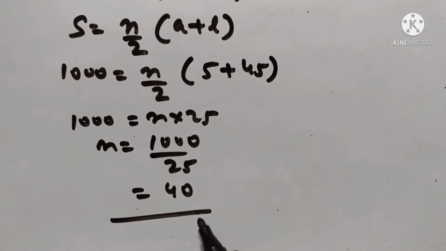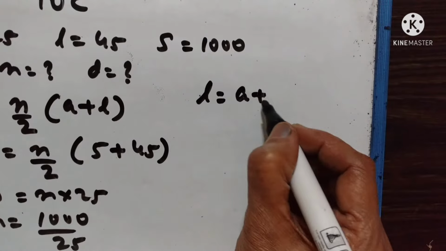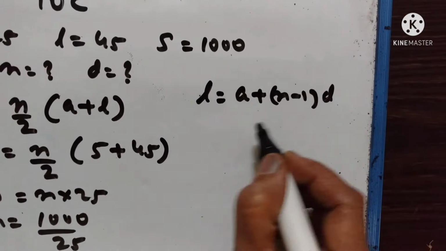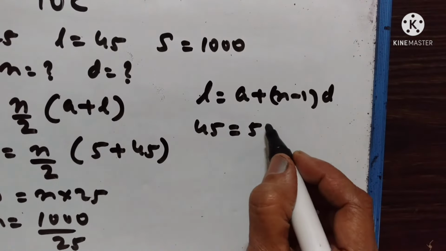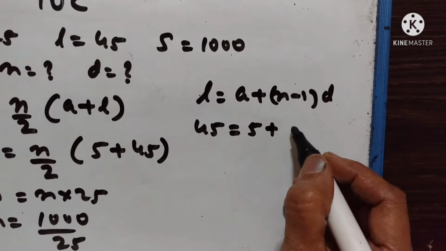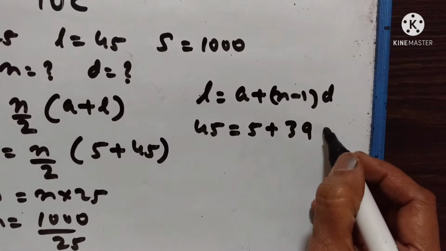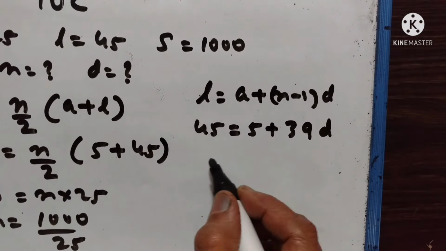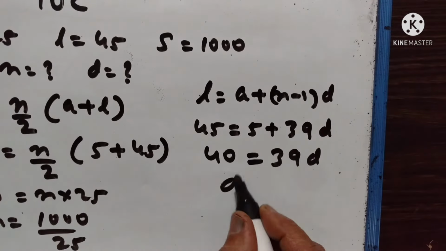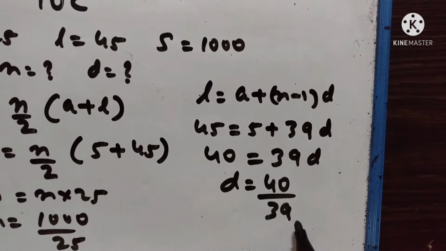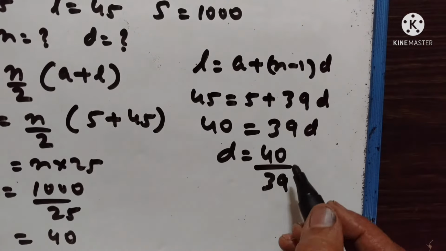Now we have to find the difference. L is equal to A plus (N minus 1) D. L is 45, A is equal to 5, N minus 1 D, N is equal to 40. So 39 D. 45 minus 5 is equal to 40. 40 is equal to 39 D. D is equal to 40 upon 39. So number of terms is equal to 40 and the common difference is equal to 40 upon 39.